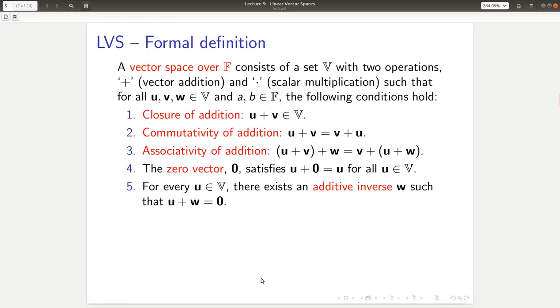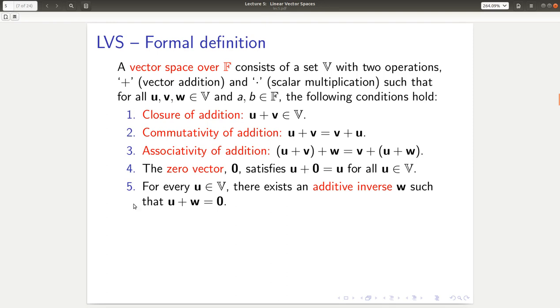Now we will look at the formal definition that I have taken from Hefferon. I have given you a link in Moodle. I will also be giving a link in the problem set which will follow this lecture. So a vector space over F consists of a set V with two operations, plus, that is vector addition, and dot, which is scalar multiplication, such that for all u, v, and w which belong to V, and any scalars a and b, the following conditions hold. There are 10 conditions.